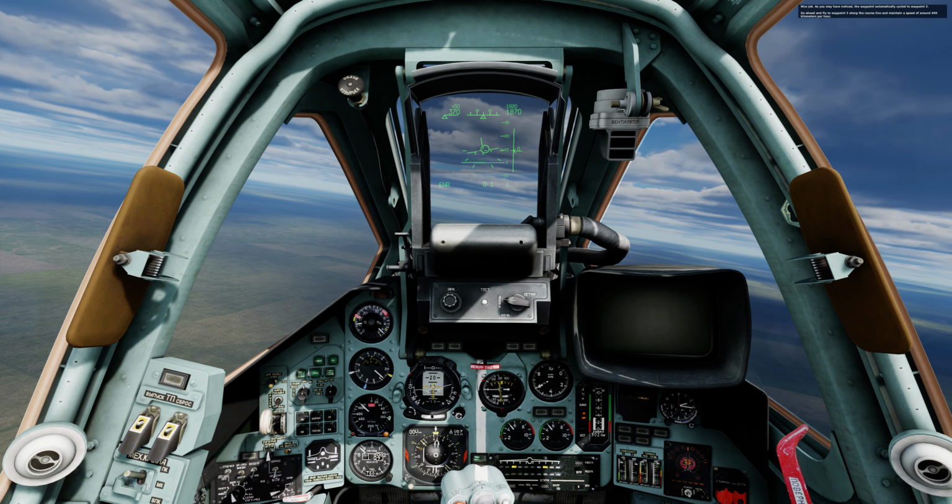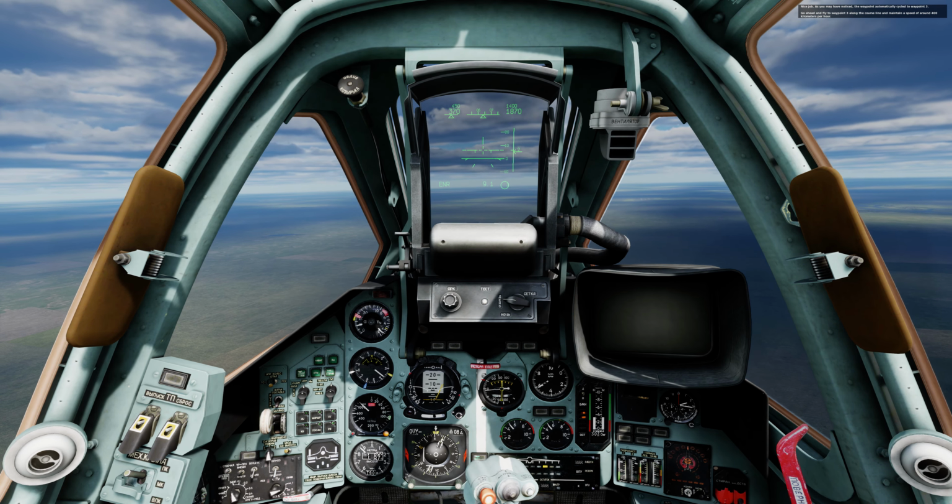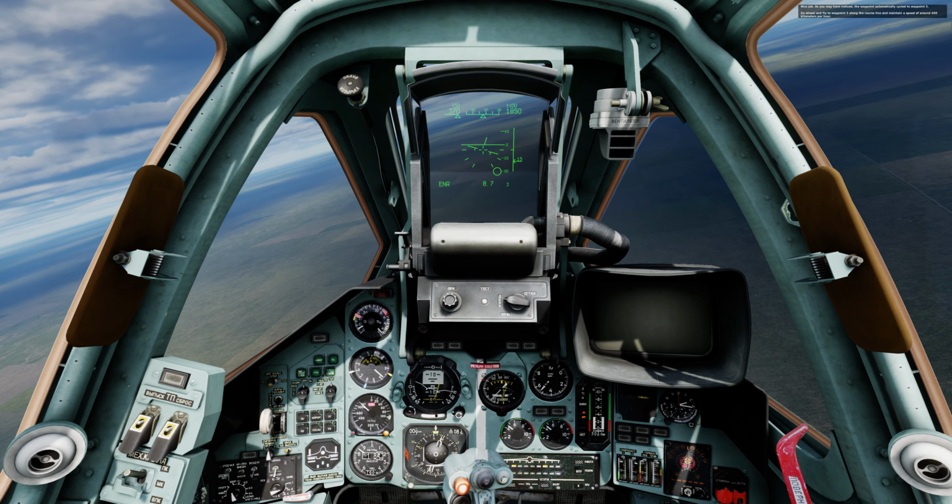Nice job. As you may have noticed, the waypoint automatically cycled to waypoint 3. Go ahead and fly to waypoint 3 along the course line and maintain a speed of around 400 kilometers per hour.